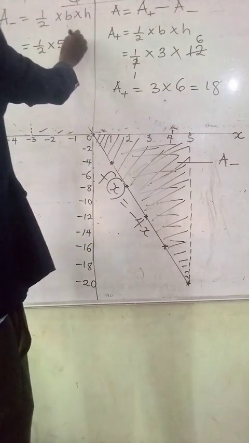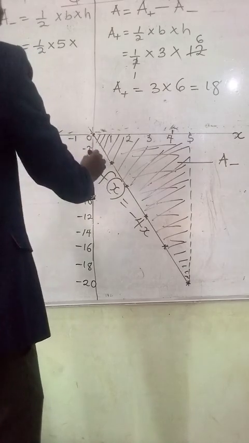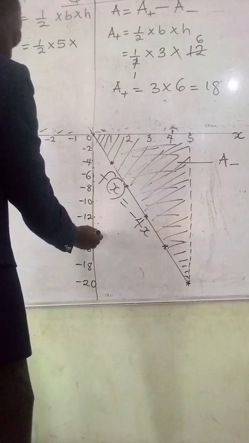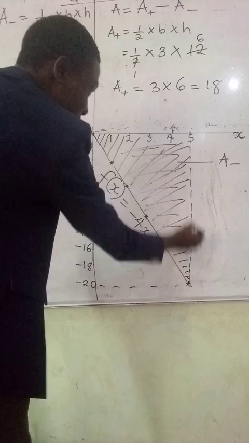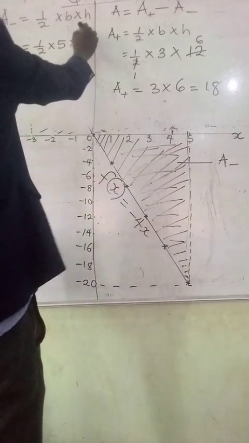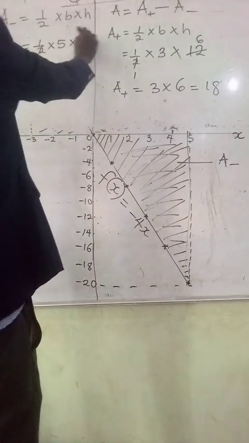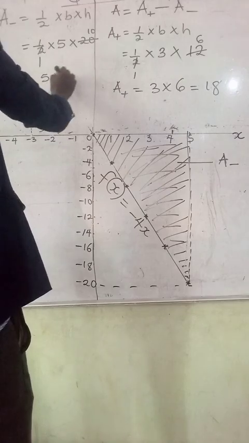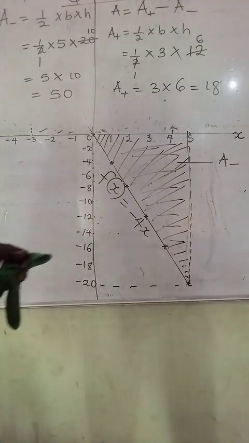Our base is 5 times the height. Our height, we have 2, 4, 6, 8, 10, 12, 14, 16, 18, 20. The height is 20. So we have 20. 2 into 20 will give us 10. So we multiply as 5 times 10, which is equal to 50 units.